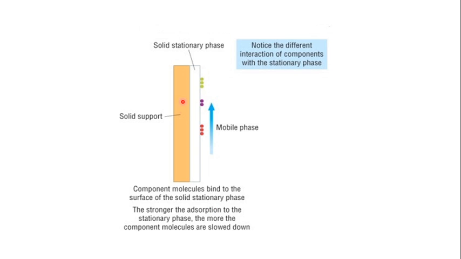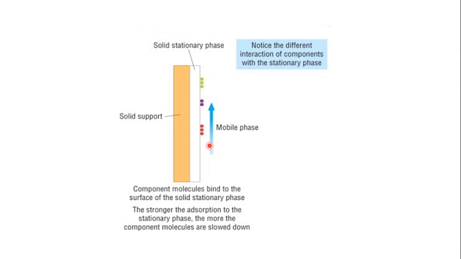Now this is just an example to show you. Say for example you have a mixture with three components: this red one, this purple one, and then this light green one. When you apply your mixture here, say at this particular point, your mobile phase starts moving in this particular direction.